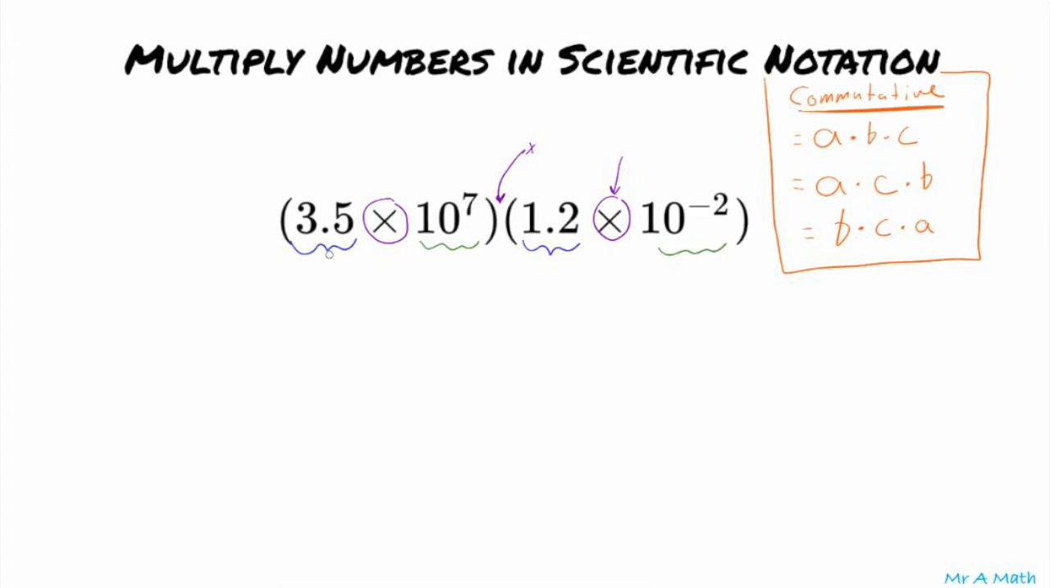So I'm going to write the order of the multiplication differently. I'm going to write it as 3.5, and instead of times 10 to the 7th power, I'm going to write it as times 1.2. And then instead of 1.2 times 10 to the negative second power, I'm going to write it as 10 to the 7th power times 10 to the negative second power.